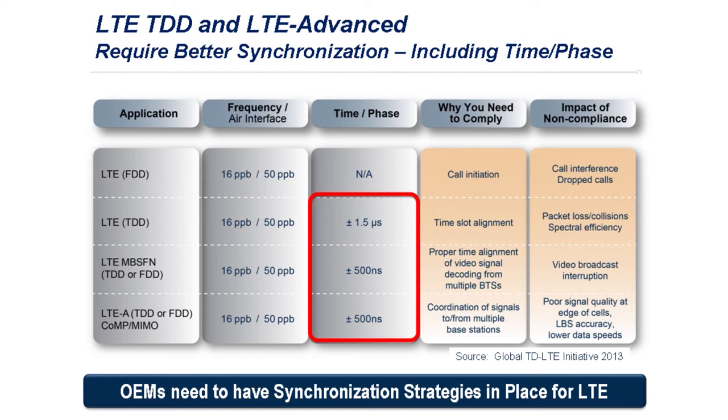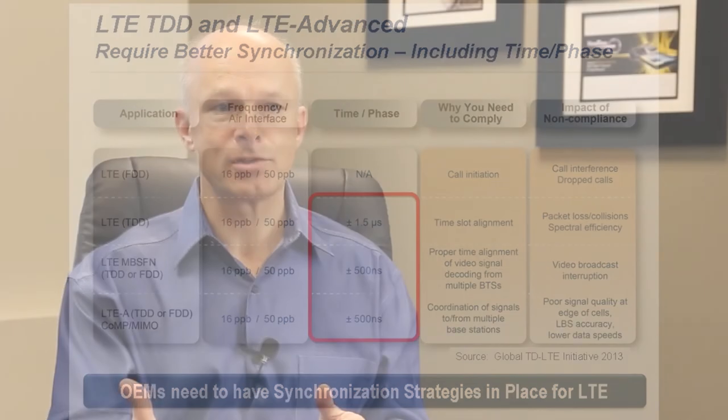For TD-LTE and LTE-Advanced, and actually that's both for FDD and TDD LTE-Advanced, you also need to synchronize the phase at the time of day. So it's called time of day or time and phase synchronization. And that actually introduces new requirements. You can achieve time of day, time and phase synchronization using different methods, right?